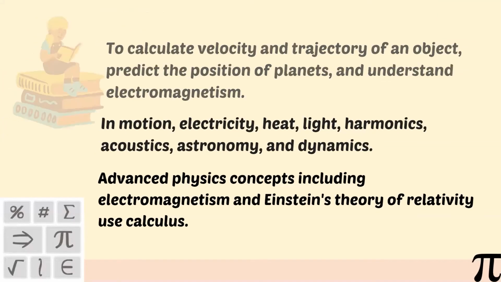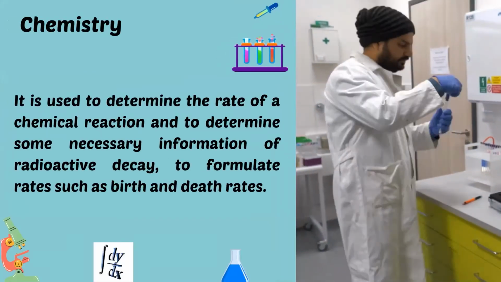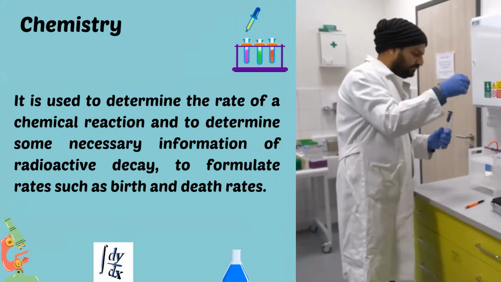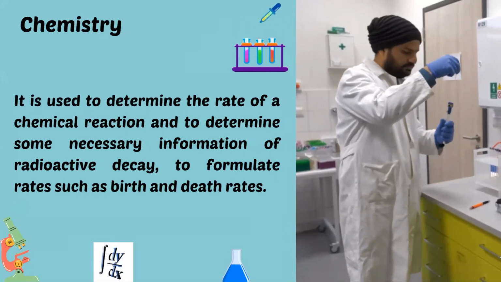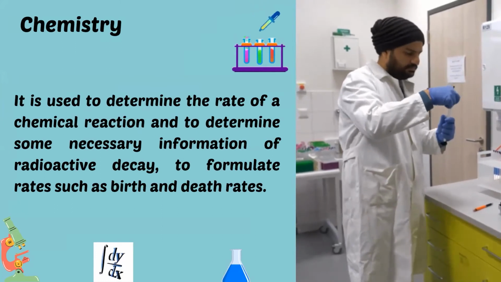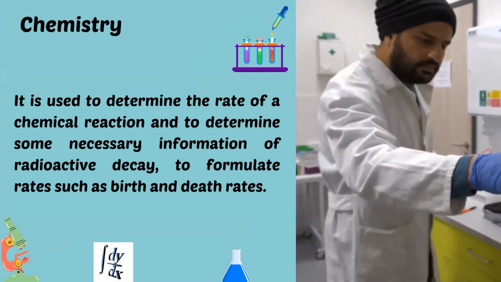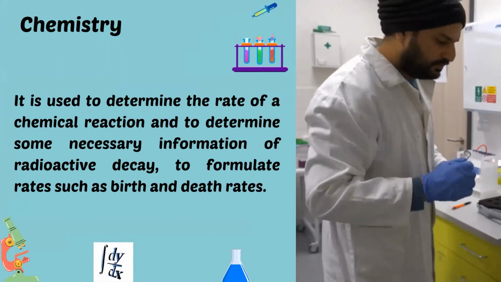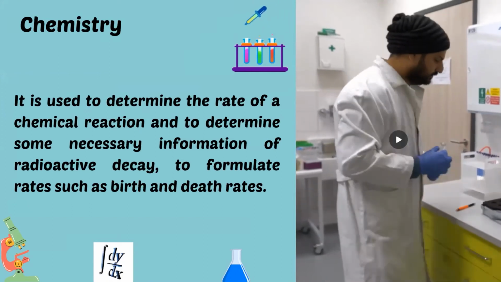Now moving on to the next area, that is chemistry. In chemistry also, this calculus plays a very important role. It is used to find out the rate of a chemical reaction, that is how fast a reaction will be taking place. And also it can be used to find out the radioactive decay of the elements in the reaction rate. And also it's used to formulate the rates, that is the birth rate and the death rate. In that field also this calculus is being used.